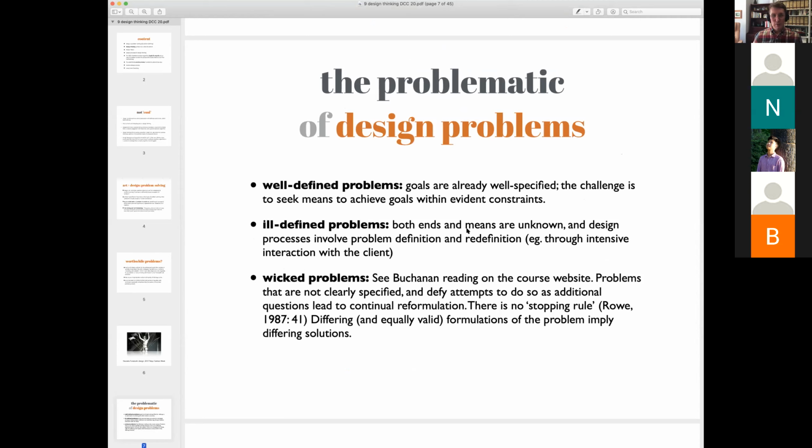Then when we speak very specifically about design problems, it's a little counterintuitive for students, but often when they start studying design and design theory, you suddenly get told all about different degrees of problem. And that there are problems that top tier designers should be aiming to work at. Generally designers are not so interested in the well-defined problems. This is where the goals are already well specified, and it's actually seeking means to achieve those goals within evident constraints. So it's kind of ho-hum or humdrum kind of design.